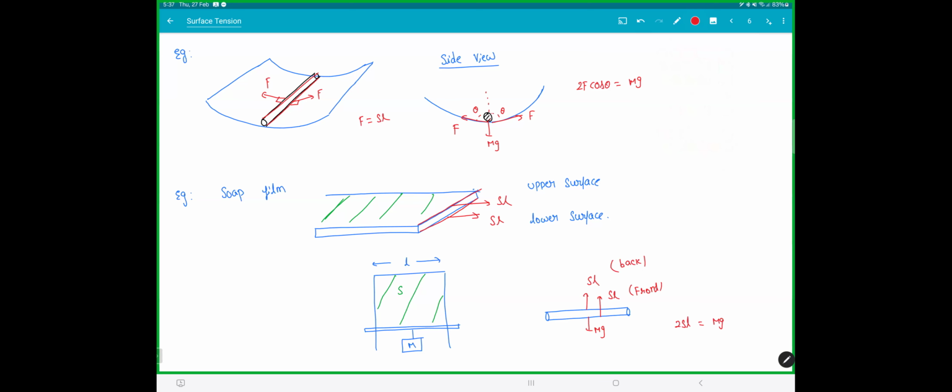So that rod which is there, there are two surfaces there. So both are pulling the rod. Is this making sense, everyone? Have a look at this. A few examples of how we calculate the force. Clear? Let's see a few more examples.